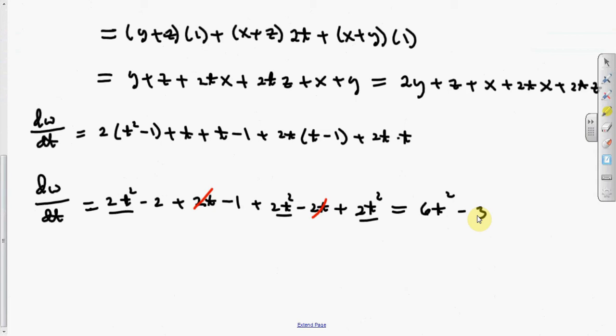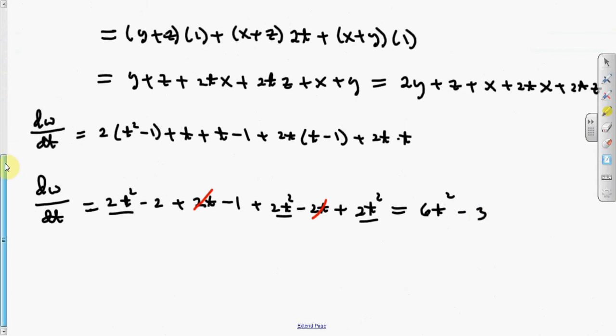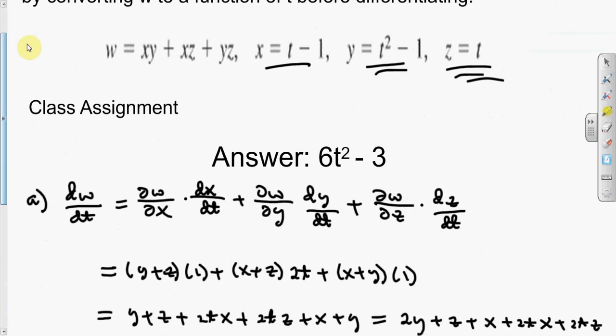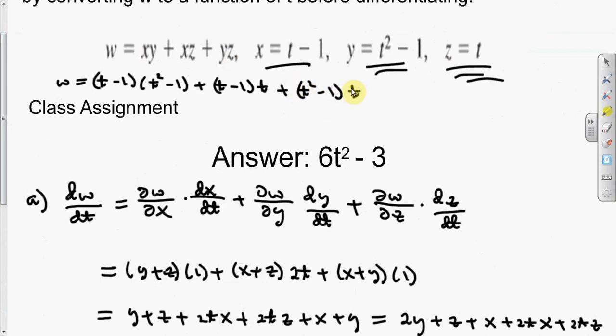And then for part B, you take W and you substitute initially for X, Y, and Z. So W is equal to X, that's t minus 1, times Y, t squared minus 1, plus X, t minus 1, times Z, that t, plus Y, t squared minus 1, times Z, times t.